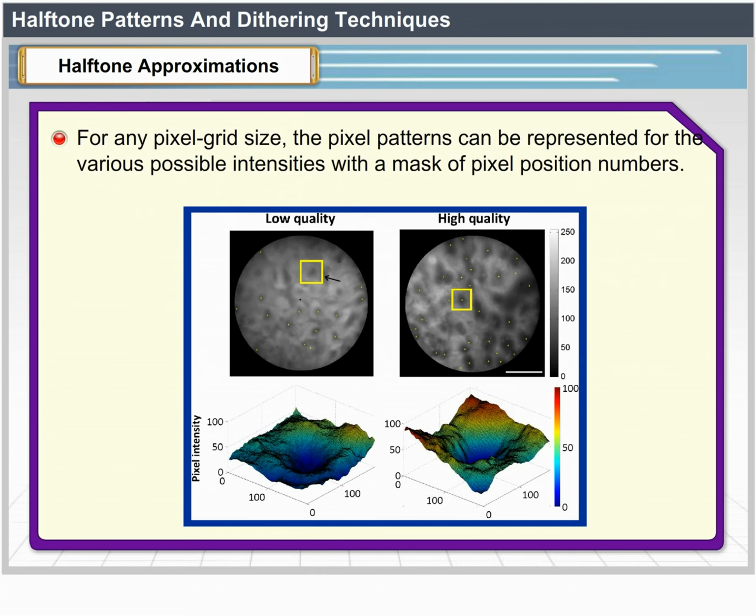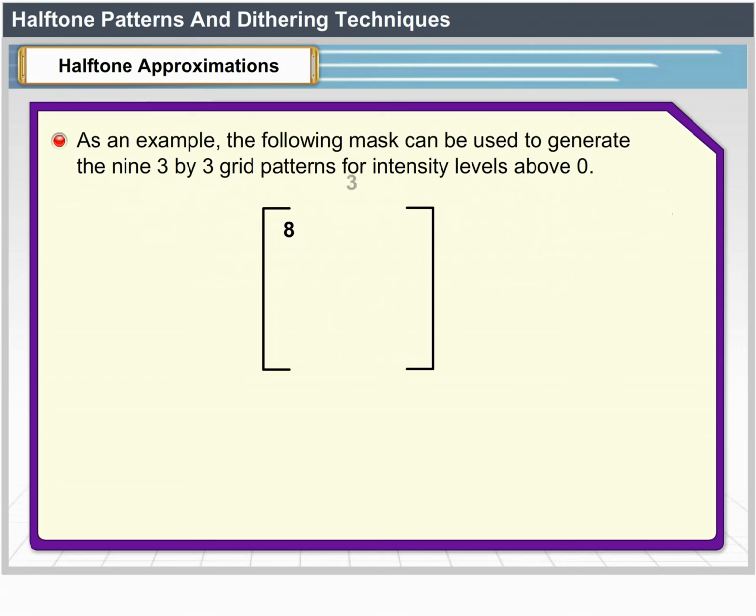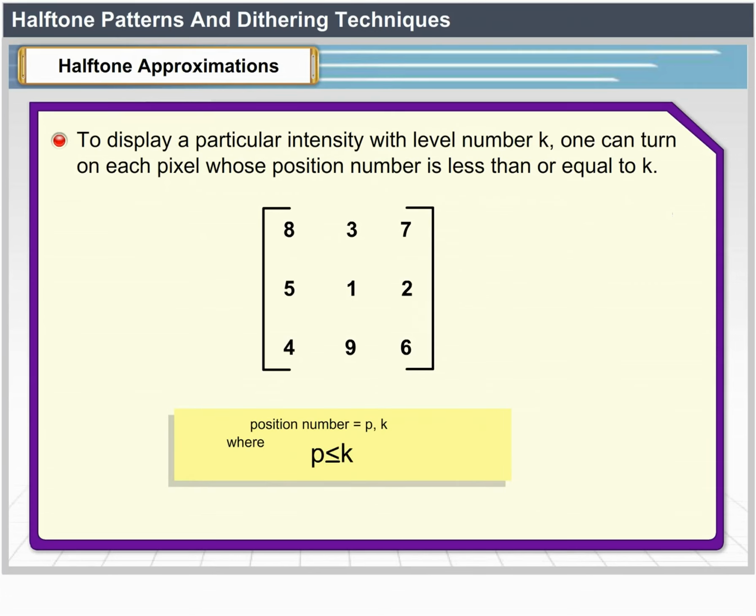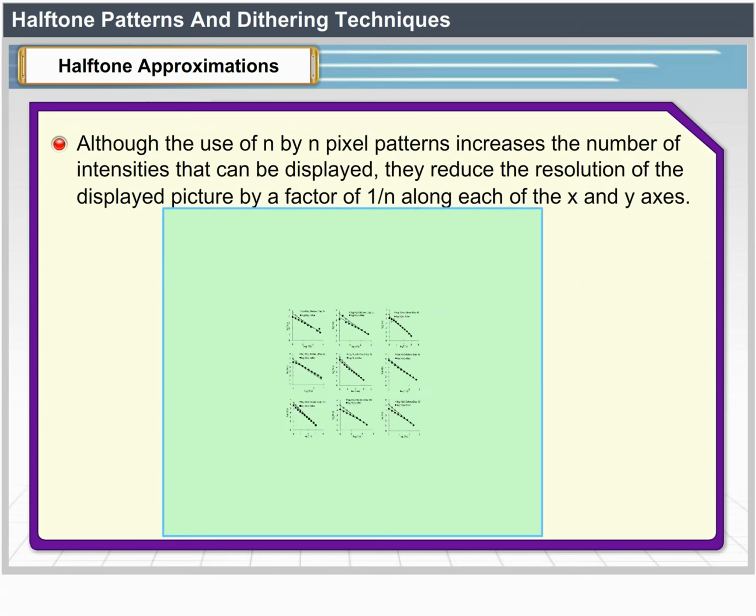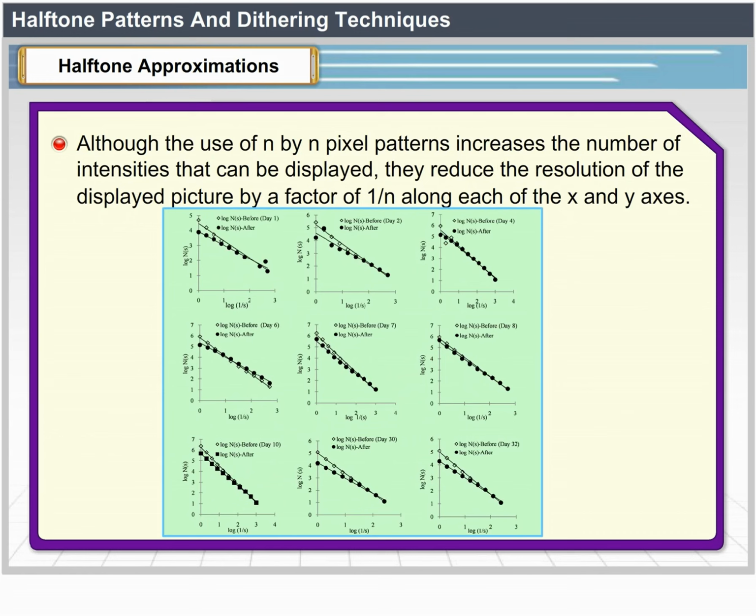For any pixel grid size, we can represent the pixel patterns for the various possible intensities with a mask of pixel position numbers. As an example, the following mask can be used to generate the 9 3 by 3 grid patterns for intensity levels above 0. To display a particular intensity with level number k, we turn on each pixel whose position number is less than or equal to k. Although the use of n by n pixel patterns increases the number of intensities that can be displayed, they reduce the resolution of the displayed picture by a factor of 1 over n along each of the x and y axes.